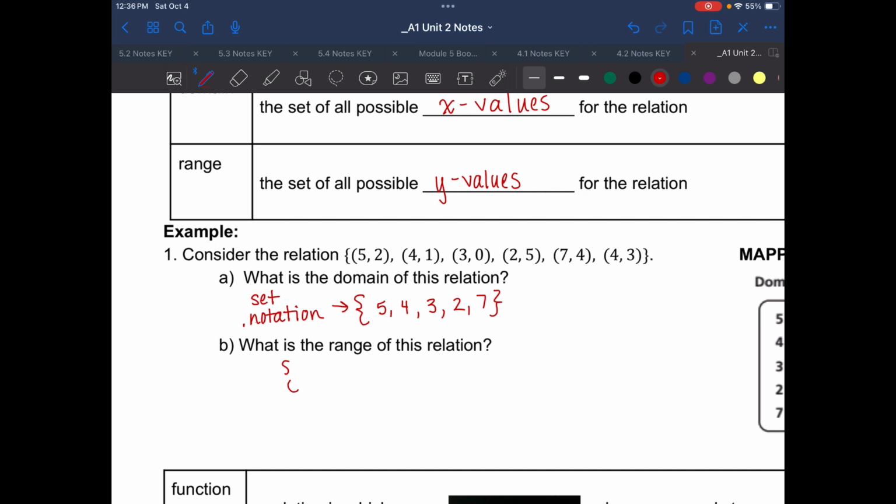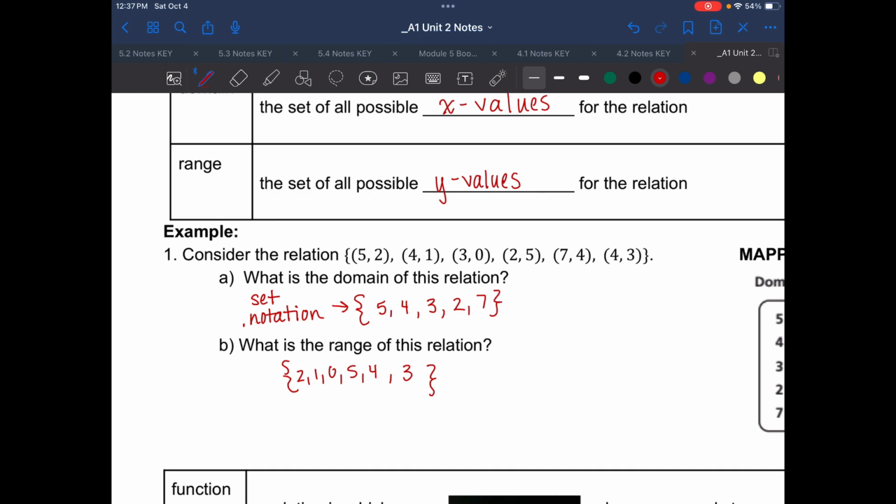So I want you to pause here and see if you can figure out what the range would be. What would the range be of this relation? All right, your range is all the possible y values. If we look at our ordered pairs, we've got 2, 1, 0, 5, 4, 3. And there is our range.